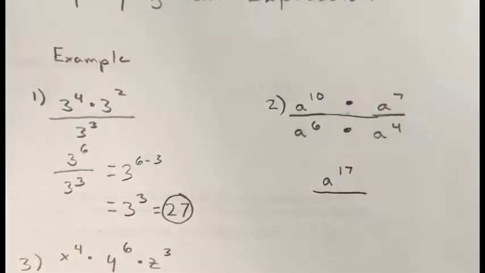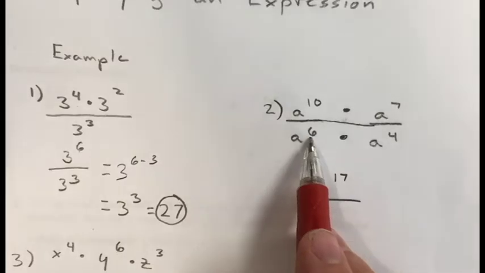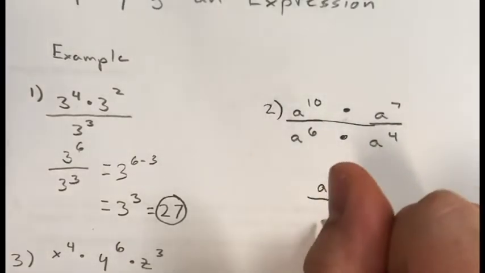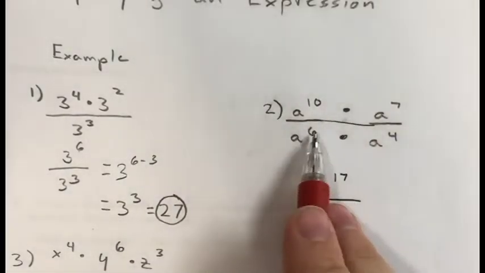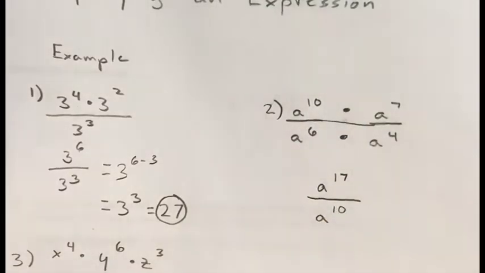Now let's work with the denominator. Well, a to the 6th times a to the 4th, my common base is a, my exponents get added, and I get a to the 10th.